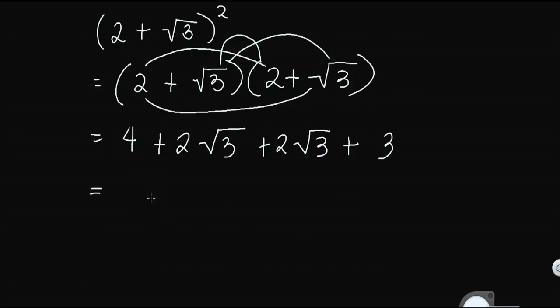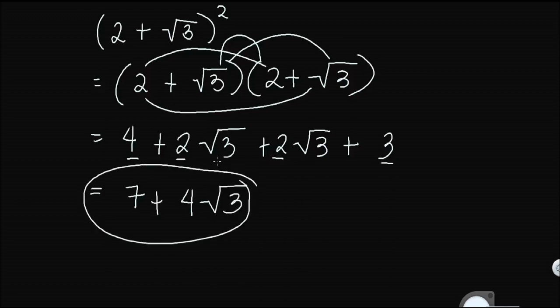Okay, for the next process, so add na natin, no? Add na natin yung 4 and 3. Okay, in this case, we have 4 plus 3, that is 7. And then yung sunod, we have 2 plus 2, we have 4 square root of 3. Same lang naman yung square root of 3. Okay?